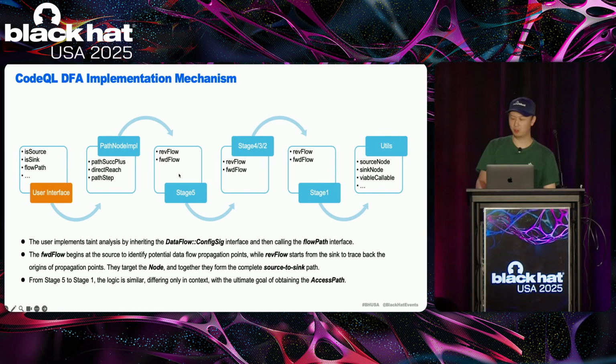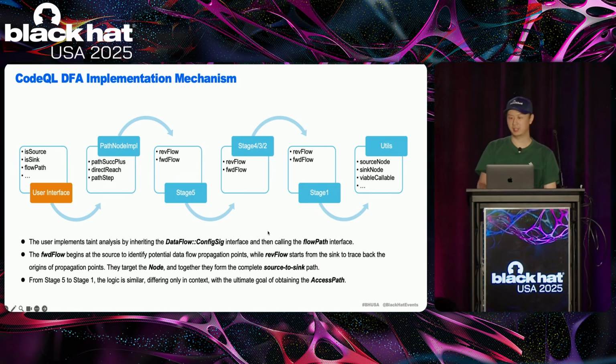So how does the whole process work? And this diagram shows the workflow of DFA. First, CodeQL provides the config.sig user interface, and you can call the flow path API, just like the previous slide. And then there are two key concepts, node and access path.